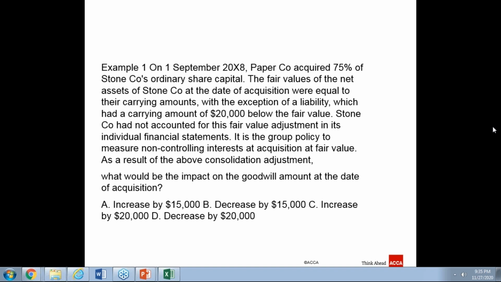Yes, we have to increase the liability. If we increase the liability, the fair value of net assets will decrease. And when the fair value of net assets decreases, it will increase the goodwill. So this is again one of the challenging questions for the examiner, which he says that most of the students will not be able to answer.